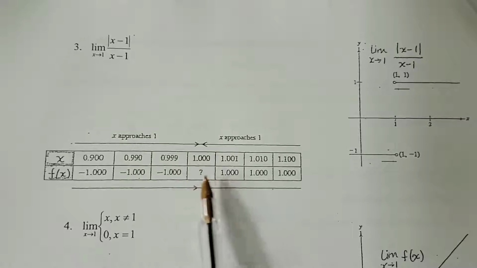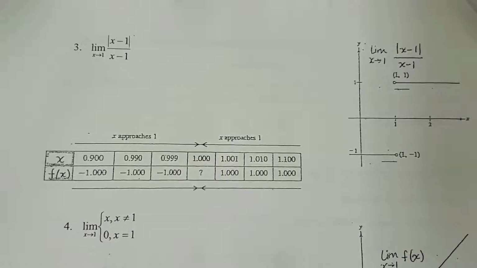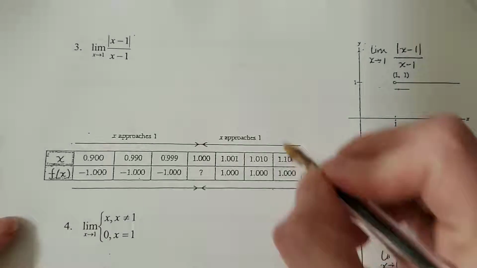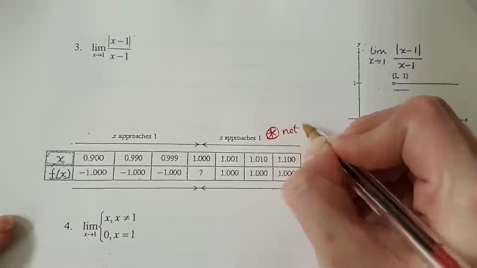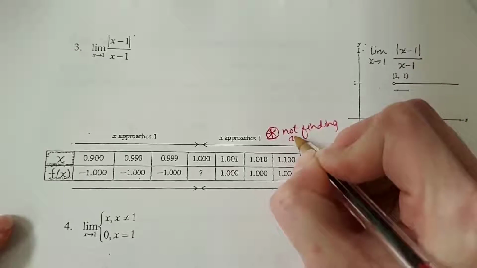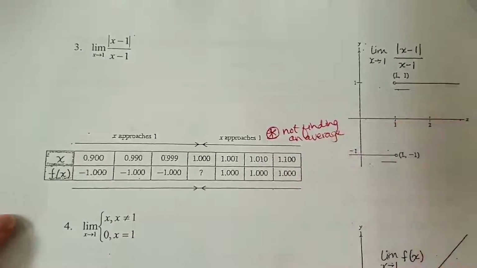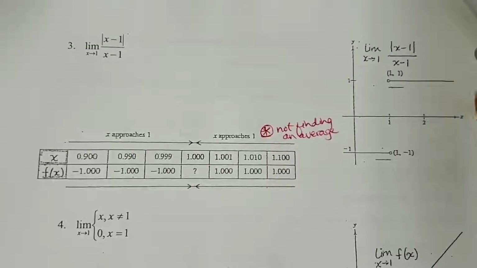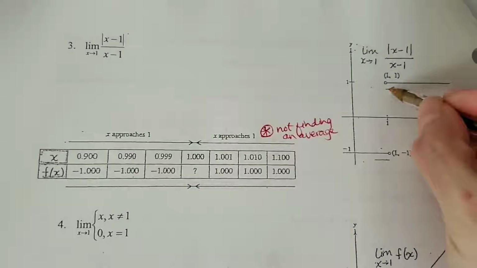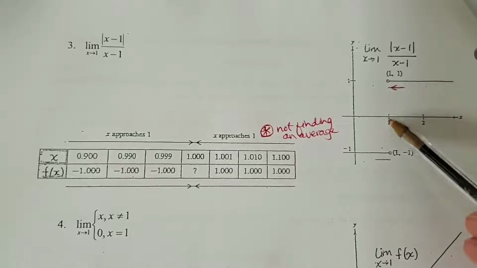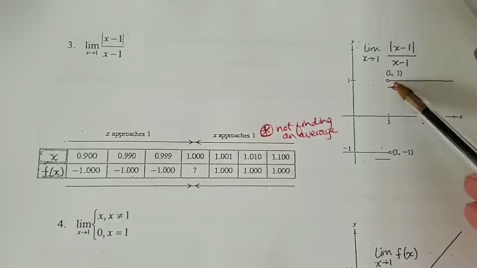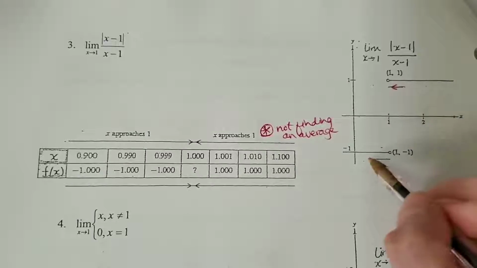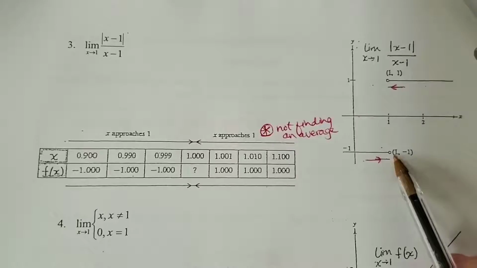So what you're going to want to do here, which is not correct, is you're going to want to take the average. Don't take the average. We should make a note. Not finding an average. Okay, so 0 is not the answer to this one. Okay, let's look at the graph and see what's happening here. So same function. As I look at the function from the right, as we're getting closer and closer to 1, my height is staying at that positive 1. As we get closer and closer from the left, my height is staying at that negative 1.